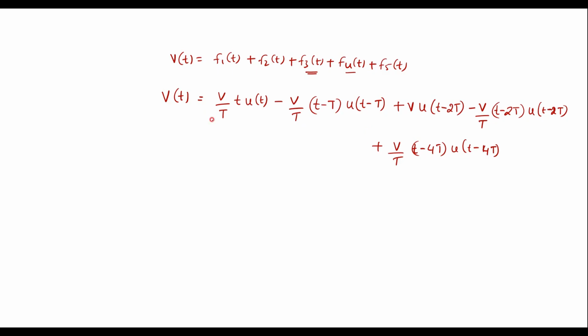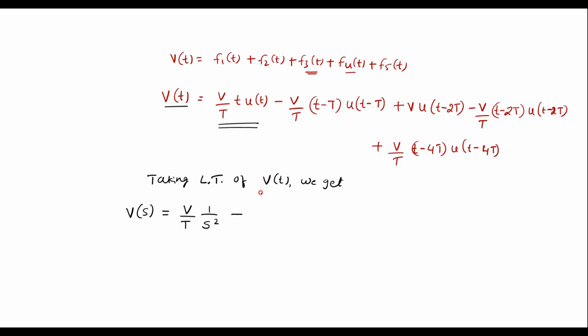Now let me take the Laplace transform of this v(t). We have V(s) equal to the Laplace transform of V by T, t u(t), that is a ramp signal, 1 over s squared, minus V by T, a shifted ramp signal shifted by T, so V by T, 1 over s squared, e to the power minus Ts, and plus, this is the step signal, V by s e to the power minus 2Ts, a shifted step signal.